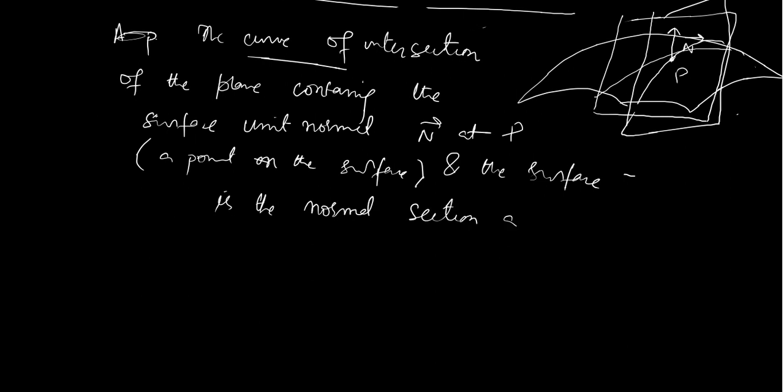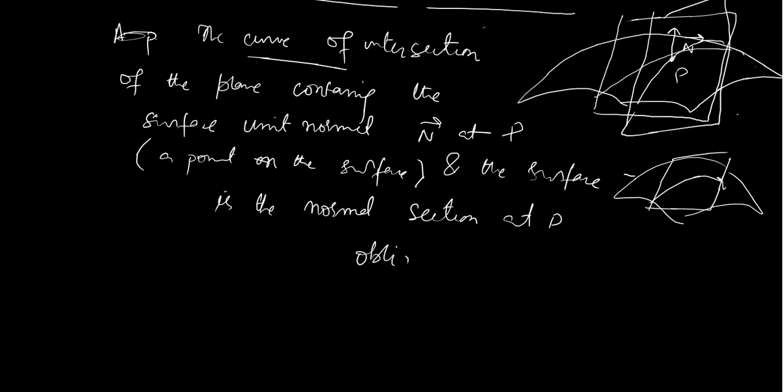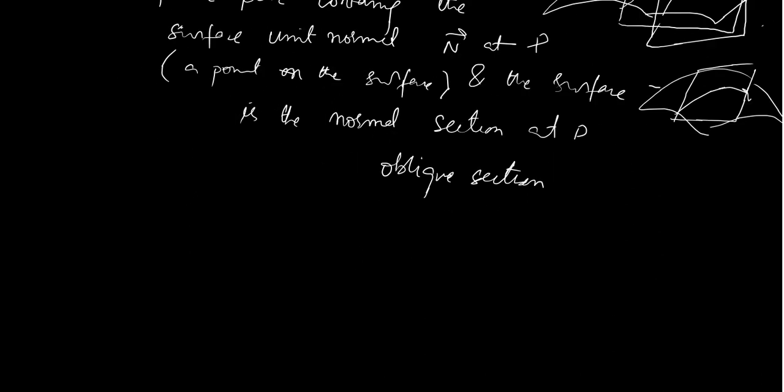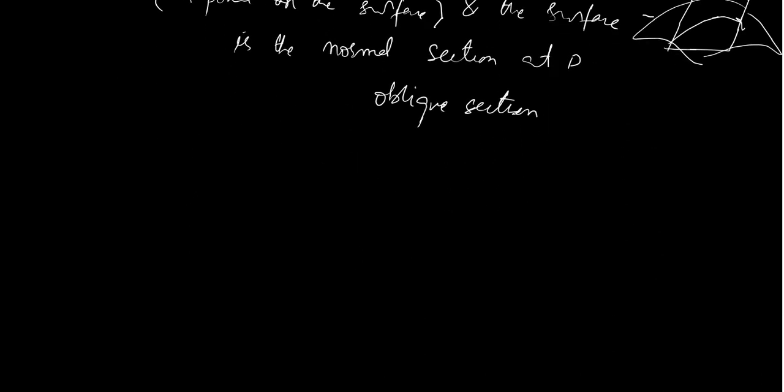Now, if I take any other plane which cuts the surface but does not contain the surface normal, we call that an oblique section. Any curve of intersection of a plane which does not contain the surface normal we call an oblique section. Oblique section means any section which is not a normal section. By section, we mean the curve of intersection of a plane and the surface. And if that plane contains the normal, that is the normal section.